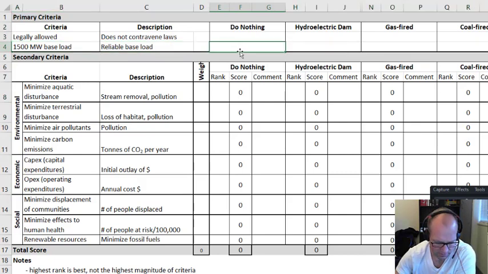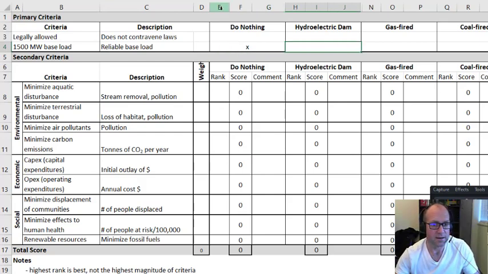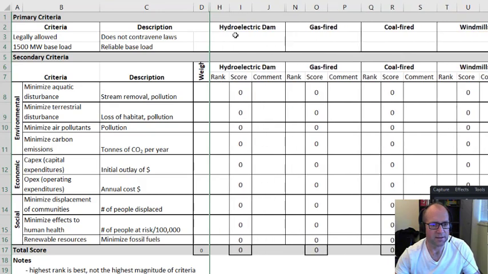So do nothing. No, that will not. That does not meet our primary criteria. So we can hide do nothing. We don't need to evaluate this option because it doesn't meet our objective. Hydroelectric, yes, can do. Gas-fired, can do. Coal-fired, yes.